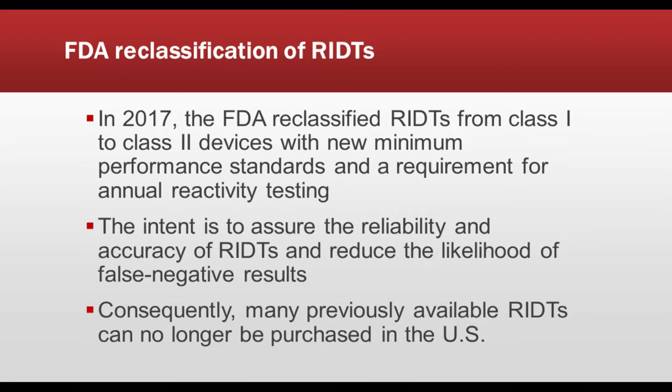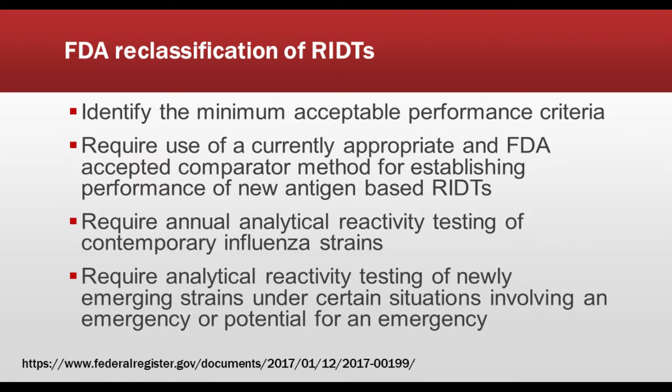You're probably aware that as a result of everything we've learned over the past decade, in 2017, the FDA reclassified the rapid tests from Class 1 to Class 2 devices with new minimum performance standards and a requirement for annual reactivity testing. And the goal is to assure the reliability and accuracy of the rapid tests, reduce the likelihood of false negative results, and thereby aid clinicians who are trying to use the results to help patients. As a consequence, many previously available rapid tests can no longer be purchased in the United States.